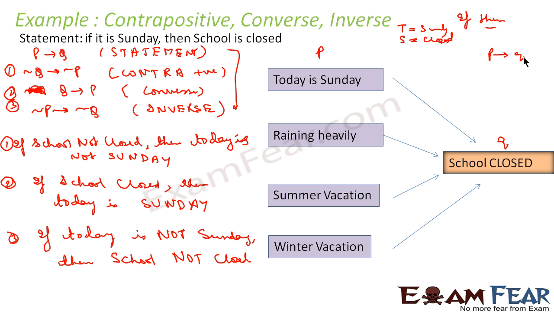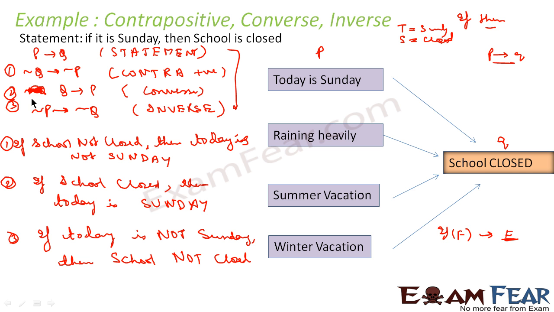P is true, Q is true. Correct? Both are true. If you take the contrapositive, it says if school is not closed, but the school is closed, so this becomes false. If this is false, this statement should also be false. And this statement says today is not Sunday, but today is Sunday, as we have seen. So this is also false.